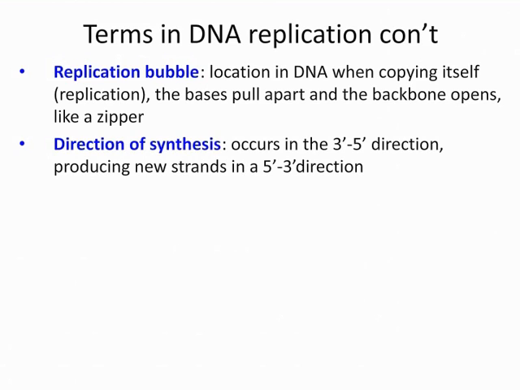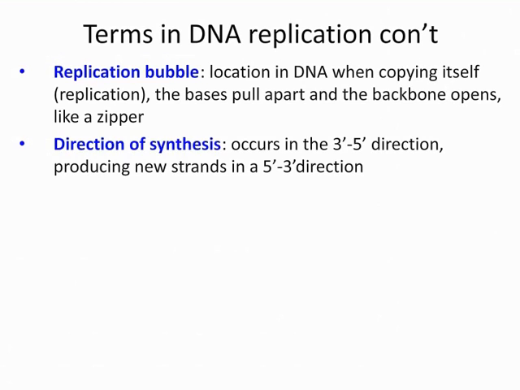These are just more terms to add on with DNA replication. So the first one is your replication bubble. That's somewhere in DNA where the bases pull apart and then the backbone is going to open up like a bubble. So at the end of each bubble, that's where your replication fork starts. So each bubble will have two forks.